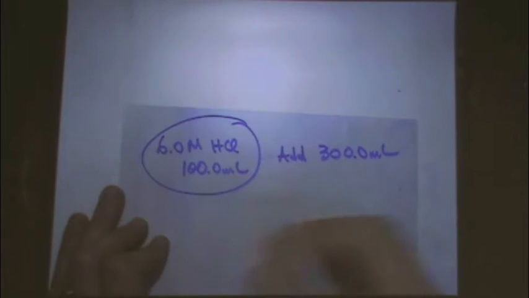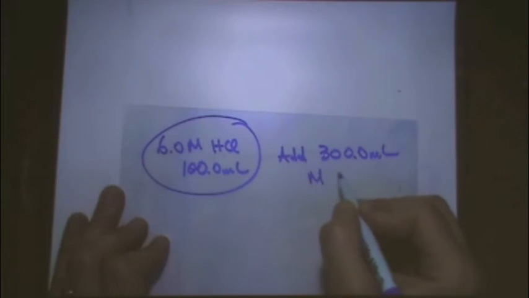So you'd have something like this. Say 6 molar of some acid, HCl. It doesn't have to be an acid, I just picked an acid. And let's say there's 100 milliliters of it. And then I say I'm going to add 300 milliliters to that solution here, and I want to know what's the new molarity. Well, you can see the volume's changing and the molarity has to be changing.